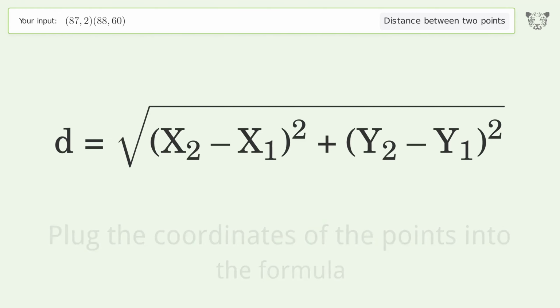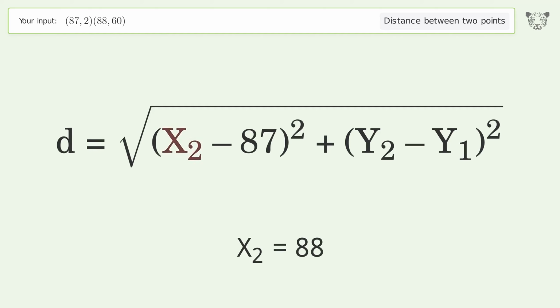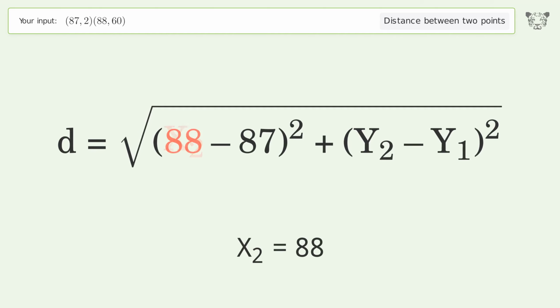x1 equals 87. x2 equals 88. y1 equals 2. y2 equals 60.